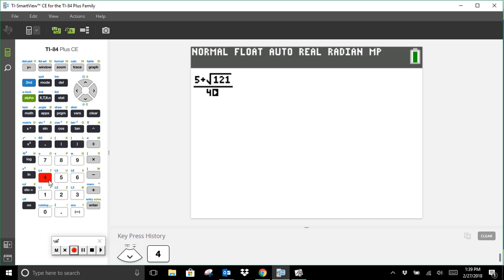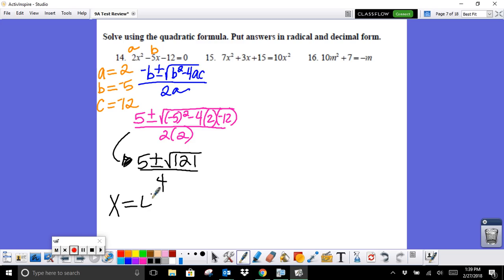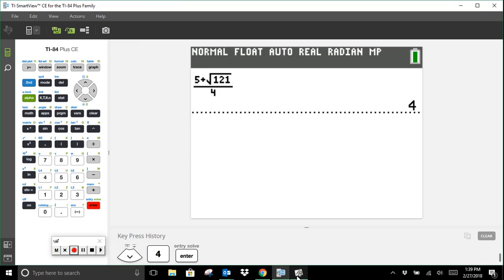So 5 plus the square root of 121, and then just use your down arrow and put your 4. Now you can type everything in from the very beginning if you wanted to check it that way to make sure your 121 is right. So one of our answers is going to be 4, so x equals 4. That was with the plus sign, now I need the minus.